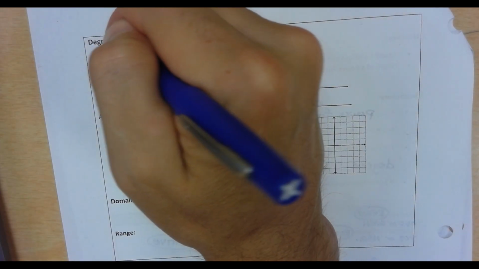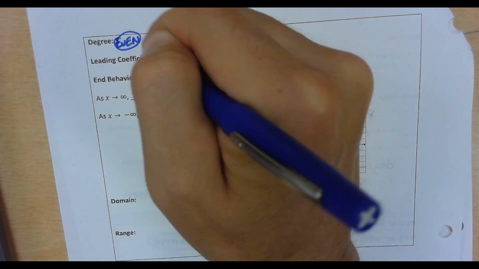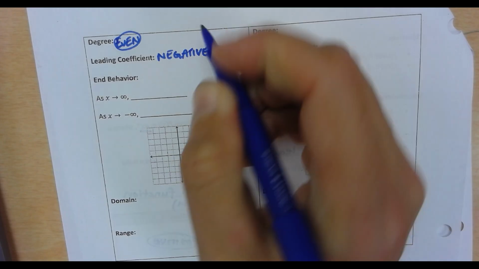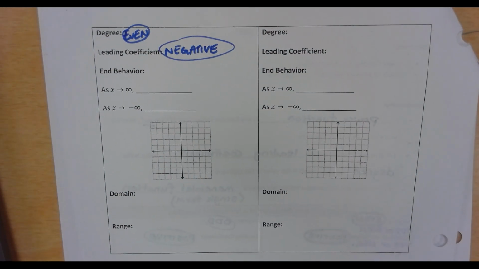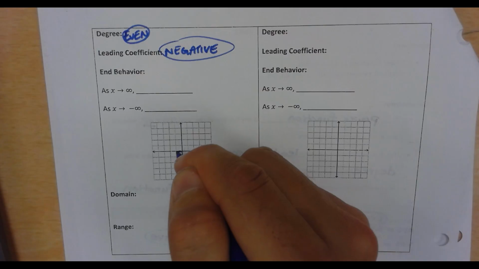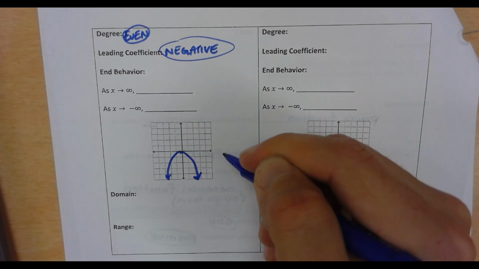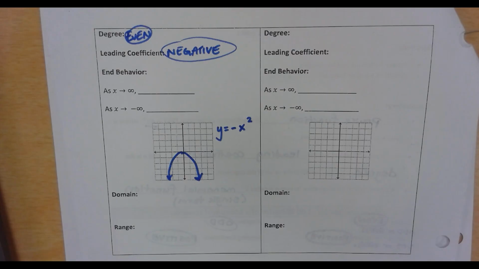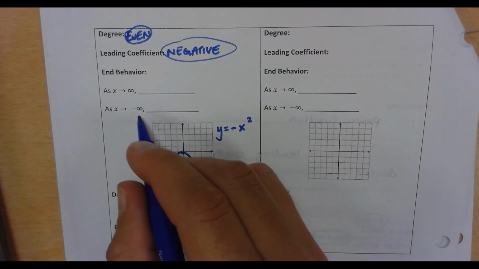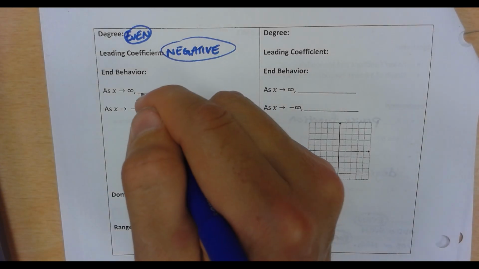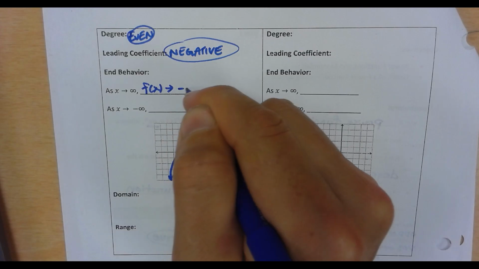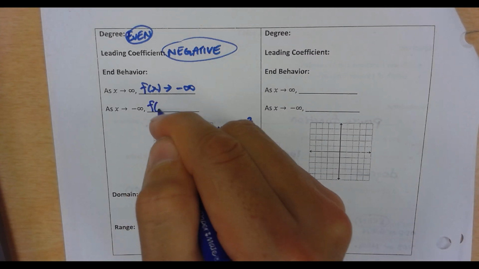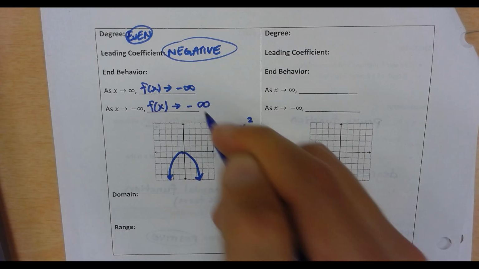All right, even negative. Well, you remember what a negative a value does to our quadratic functions. It makes it open down. So our graph is going to look something like this. An example of this graph would be y equals negative x squared, where the leading coefficient is negative. The end behavior then is as x approaches infinity, f of x approaches negative infinity. And as x approaches negative infinity, f of x also approaches negative infinity.